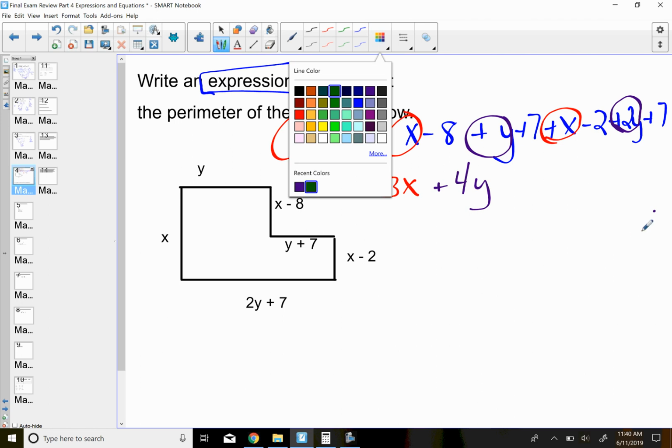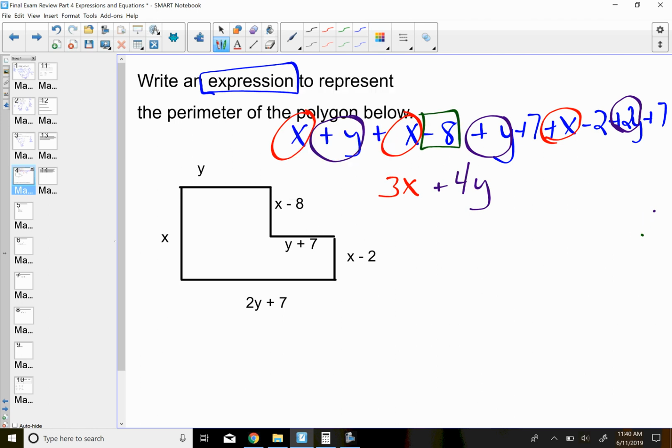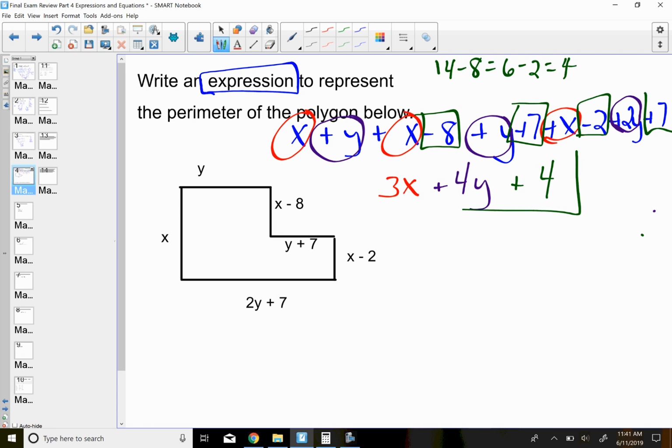And change my color one more time. Now I have minus 8 plus 7 plus 7. I'm going to start with the plus 7 plus 7. 7 and 7 is 14, but I have to lose 8. So let's see, 14 lose 8 would be worth 6. And then I have to lose 2 more, so that's 4. So it's a plus 4. So I have 3x plus 4y plus 4.